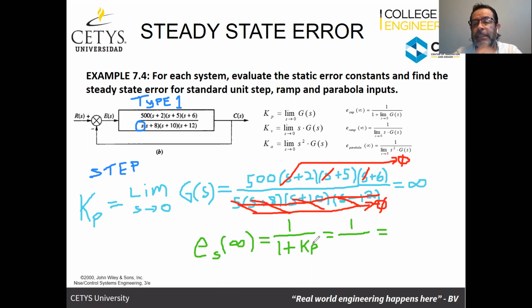Now when I calculate the error, it's going to be 1 divided by 1 plus Kp. 1 plus infinite is a little bit more than infinite, which is still infinite. So 1 plus infinite is still going to be infinite, and 1 divided by infinite is 0. Once we increase the type of the system, now we have a precise response with regards to steady state to the step input.